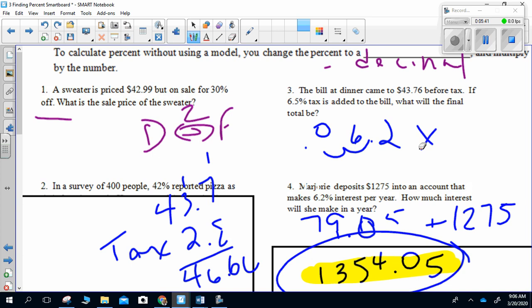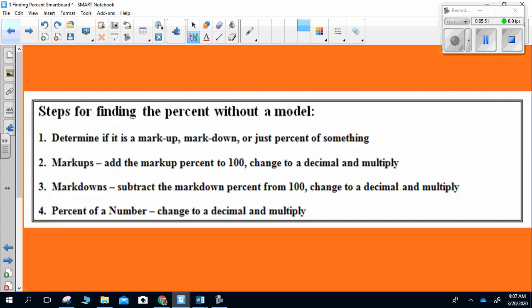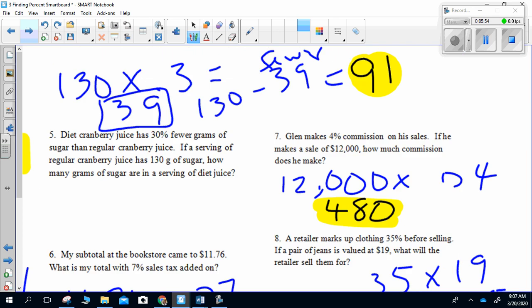And when I do that times 1275, I get 79.05. And then interest, we add that on. So I added it and I got 1354.05. Okay, here are the next answers.